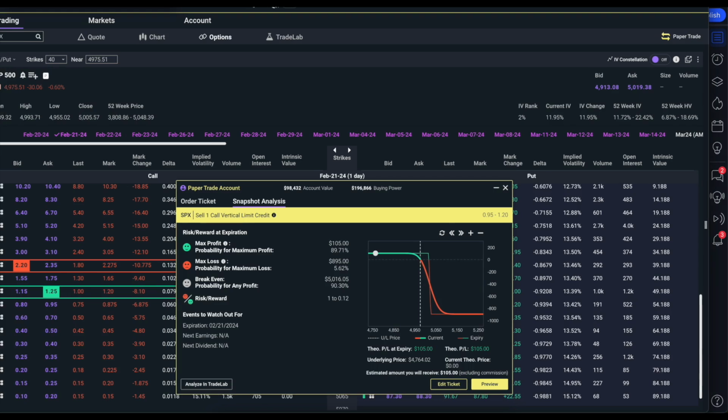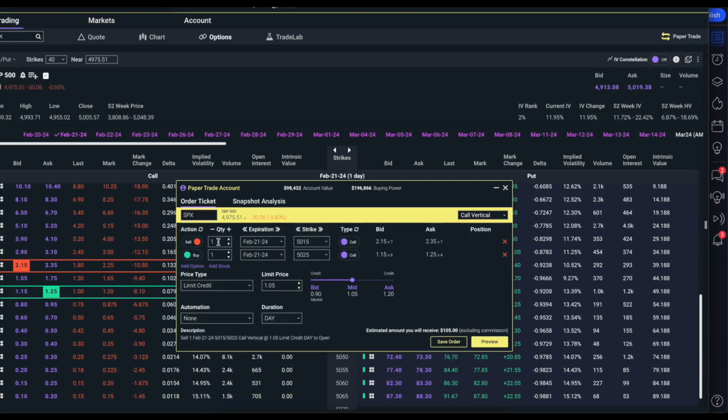And normally the way to do that is just to edit the ticket, and you would bring up a new ticket after this trade is put on. You want to try to collect the mid price if possible. If you need to collect a little less, you can go down one tick, to $5 less, and more often than not, you're going to get filled, or you're just patient and wait for the mid price to fill.